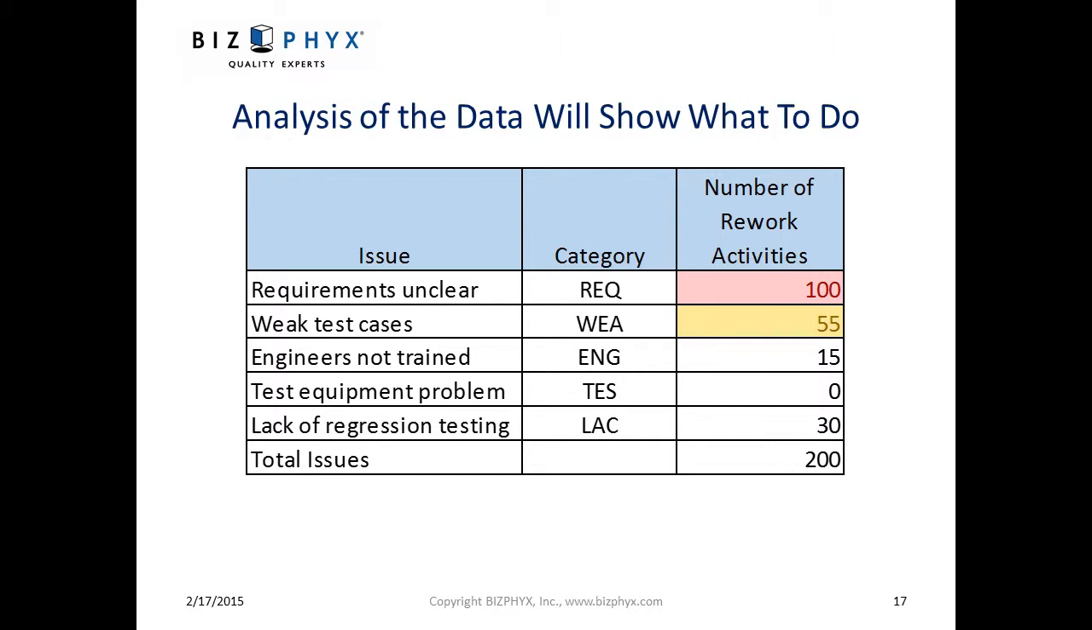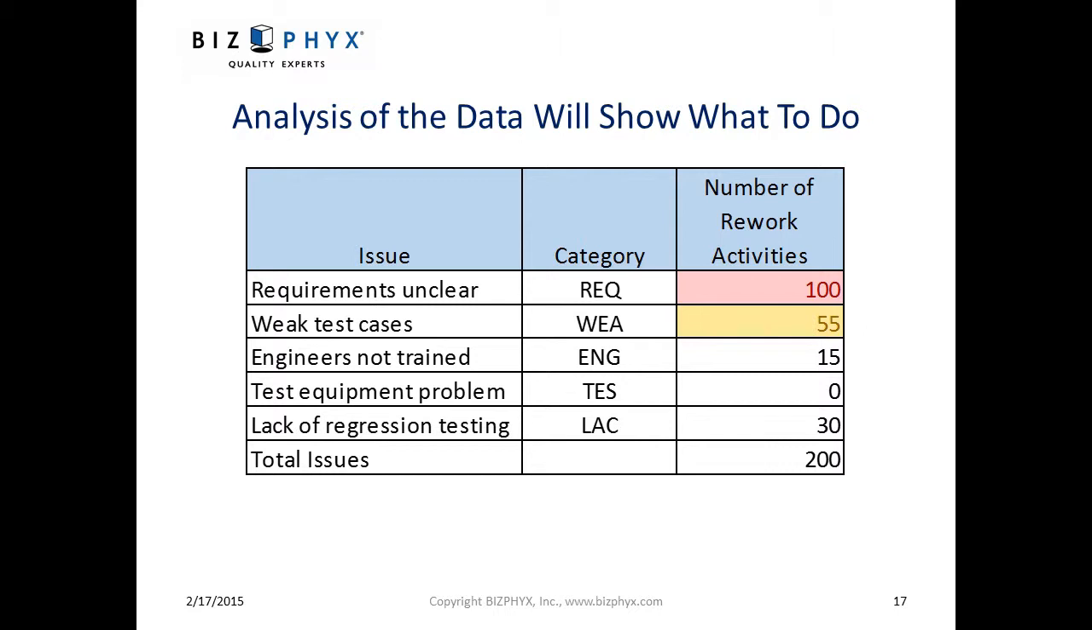Our test equipment was in pretty good shape, no problem there. And we determined that our regression testing, meaning that when we built the fixes to those bugs back into our software, we actually caused some other bugs. And so that's not such a good thing, but there were 30 of those. Well, where do we start? We're going to apply the Pareto principle, or the 80-20 rule, and we can see that the unclear requirements and the weak test cases are the vast majority of our problem.